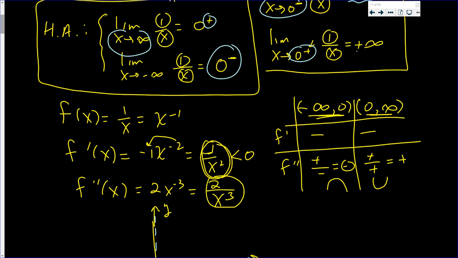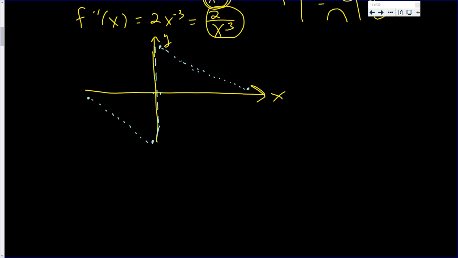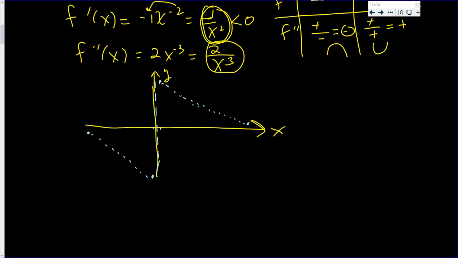Okay. Now, it's always decreasing. It's always decreasing. And it's not going to cross that vertical asymptote. It's always decreasing. And the concavity, if I can get there, the concavity, well, first it's negative. Well, that's going to be like that.